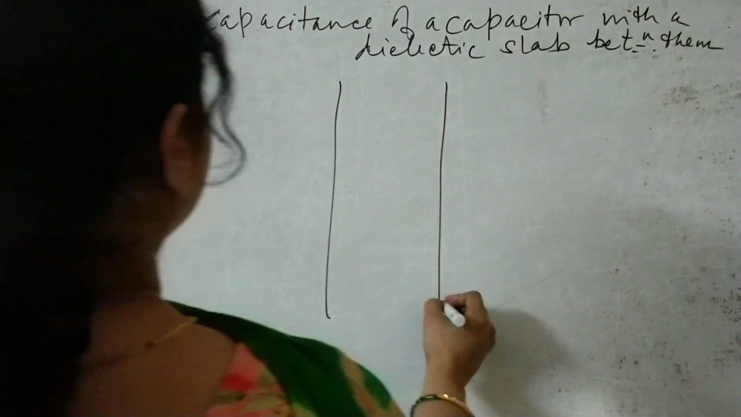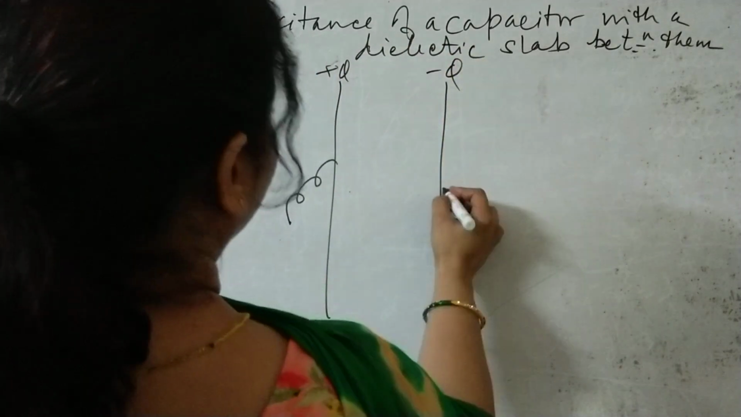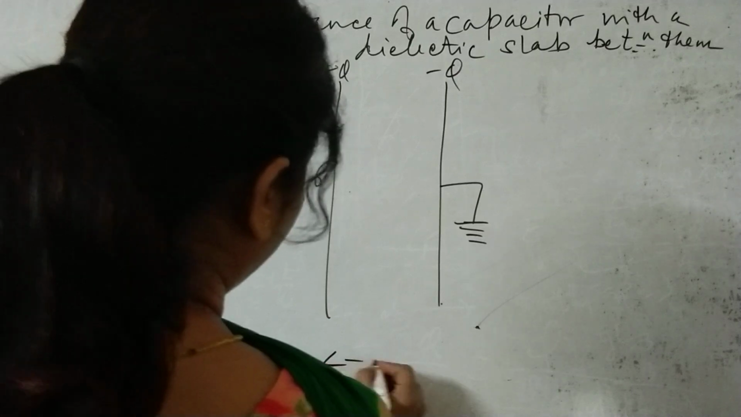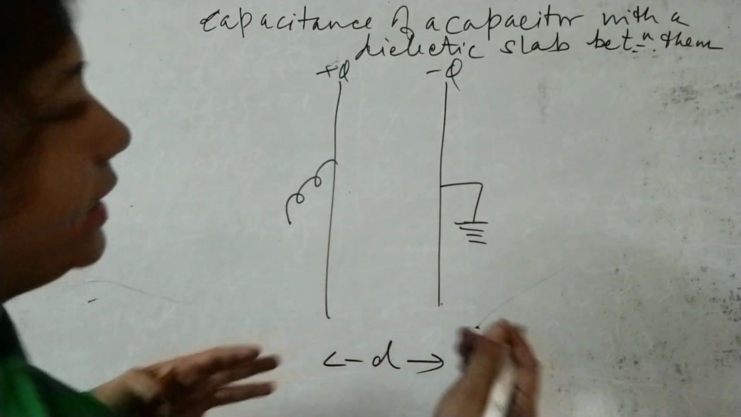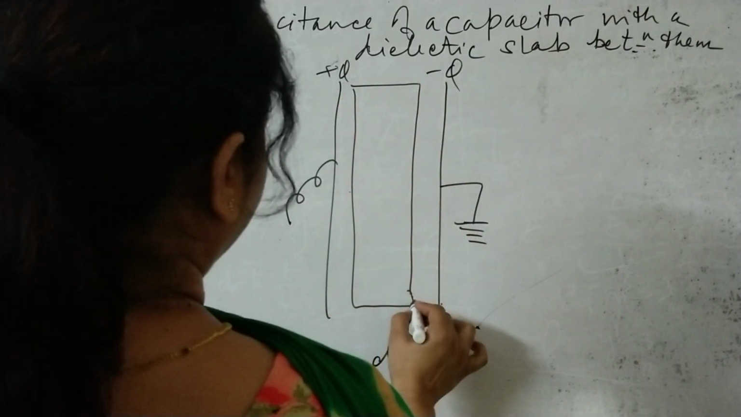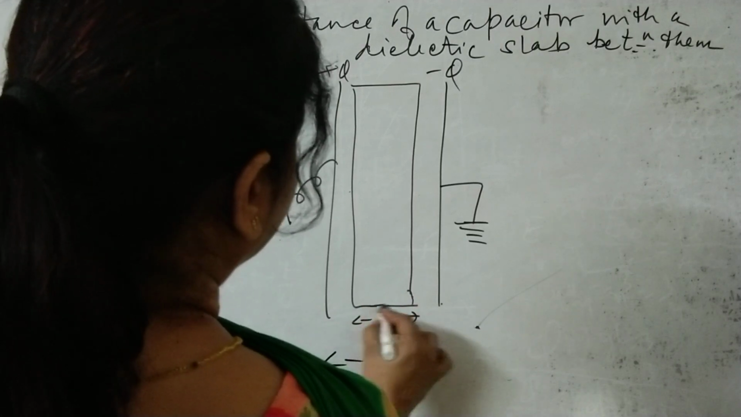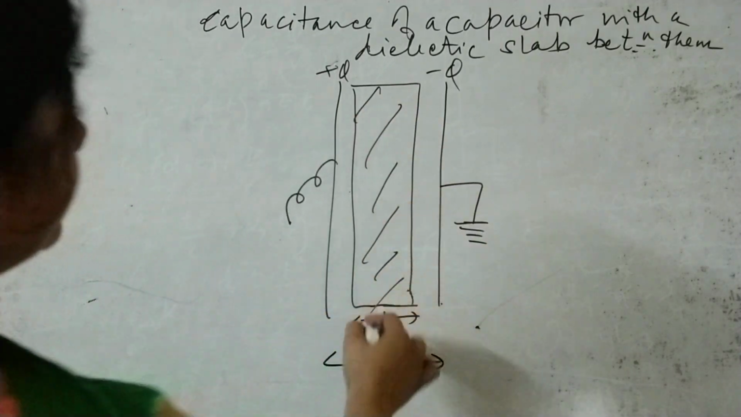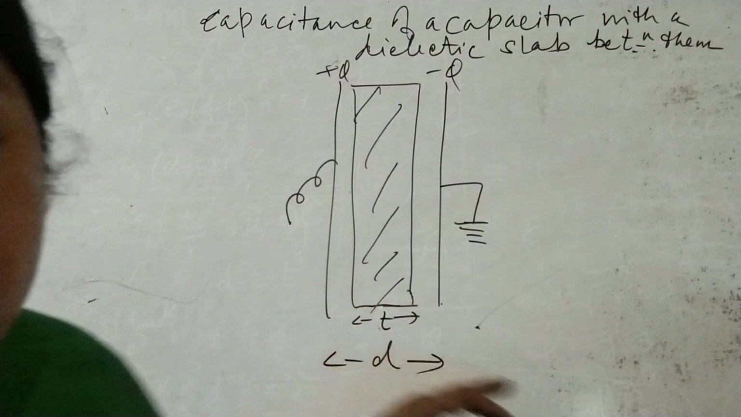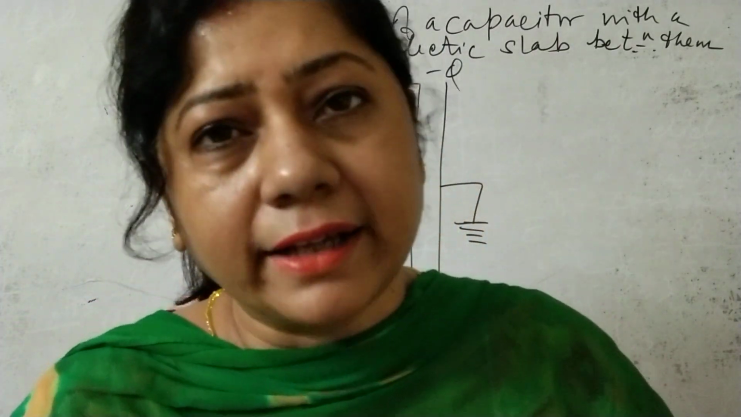So this is a capacitor. It has been given charge plus Q, and this is minus Q, which we are earthing. The basic configuration: the distance between the two plates is D, A is the area of the plate, and we have kept a dielectric into it. The thickness of the dielectric is small t. T denotes the thickness, D denotes the distance between the two plates, and A as usual is the area of the plate.